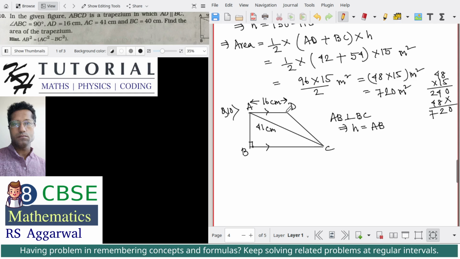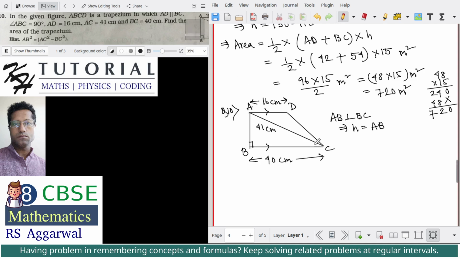41 centimeter, and BC is given as 40 centimeter. So we have the length of the two parallel sides. We don't know the height, that is AB, but the length of the diagonal AC is given. Now, what is it asking? It is asking to find the area of the trapezium.